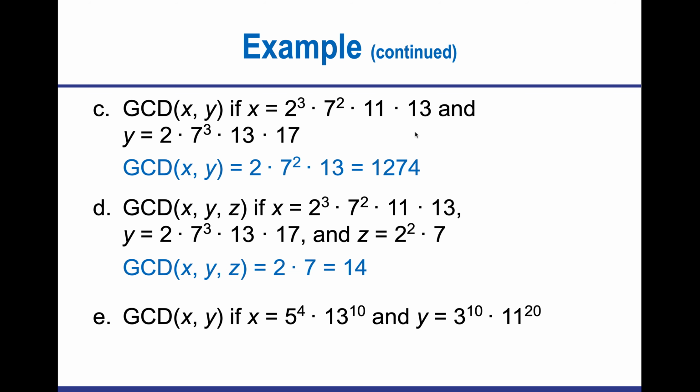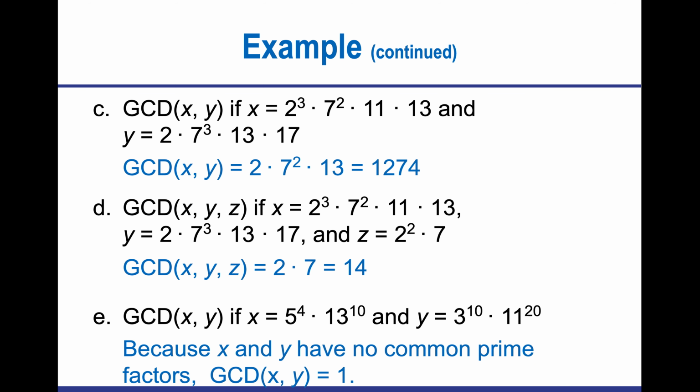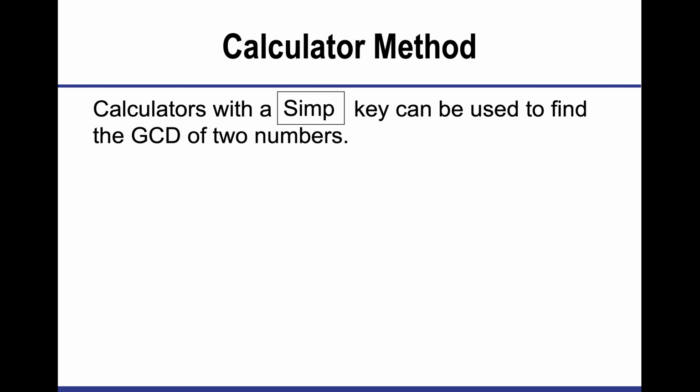So I apply that same process to D and E. I'm just looking at what values they have in common in the prime factorization, and I'm taking the lowest exponent. And then the last one, they have nobody in common, so I don't have a greatest common divisor.